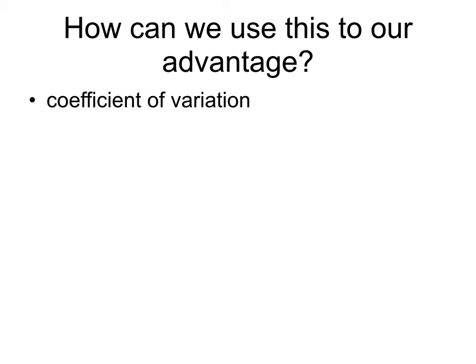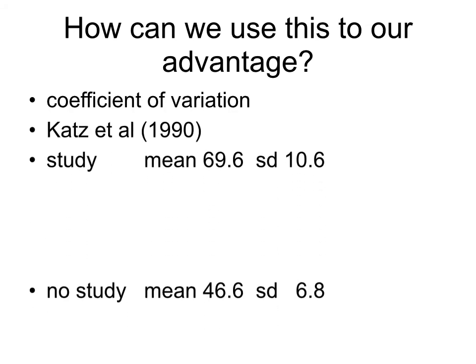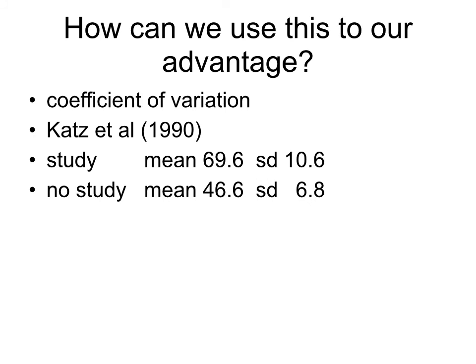Okay, we can actually think about this idea of variation. There's a thing called the coefficient of variation. You don't hear about it very much. This is data from Katz et al. 1990. So we had two groups of students study. This is real data, by the way. One group studies, and they get a mean of 69.6. And the other group doesn't study, and gets a mean of 46.6. Well, that kind of follows. You'd expect the group that studies does better, of course.